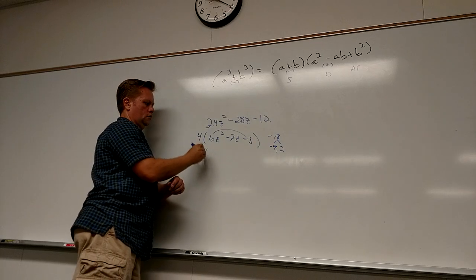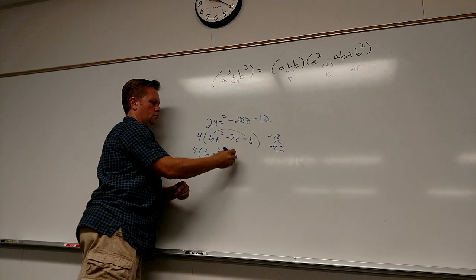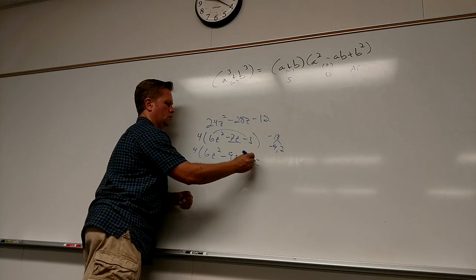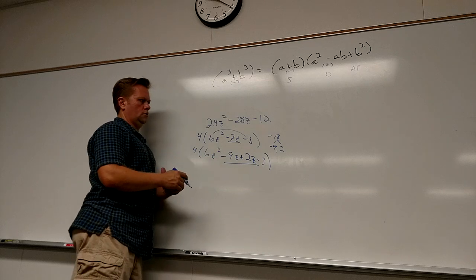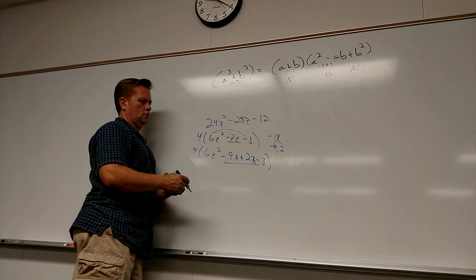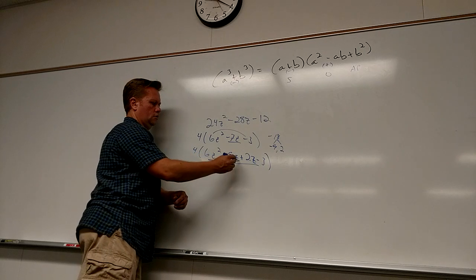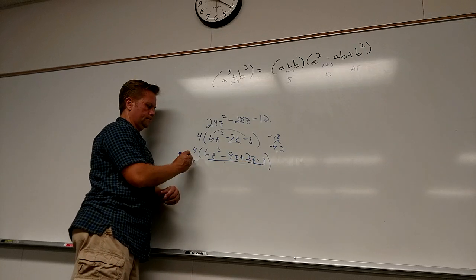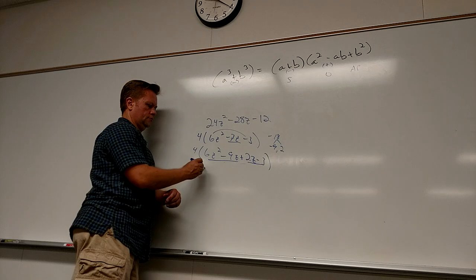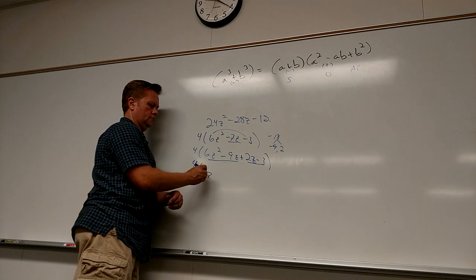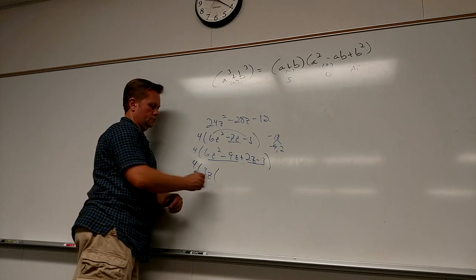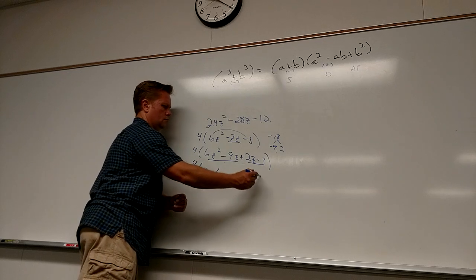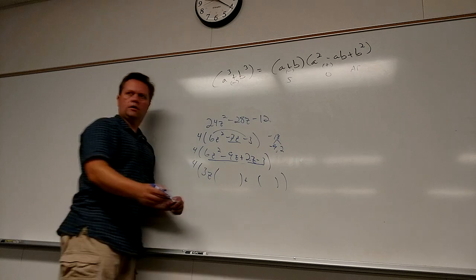So now you get, yeah, 12z. You get 6z squared minus 9z in one parentheses, and then 2z squared minus 3 in the other. Okay. So you pull out the 3. Yeah, keep going.